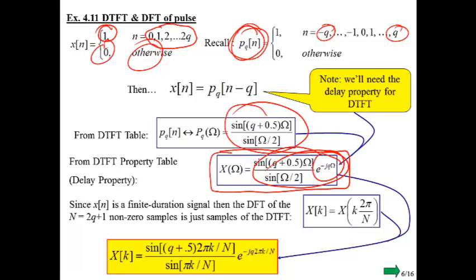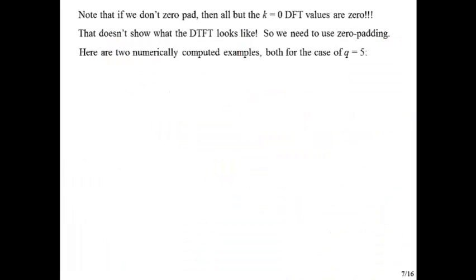So if we don't zero pad at all, you plug in all the k values here, you'll find out that this numerator is 0 for every k value except for k equal to 0. Well, actually it's 0 for that too, but so is the denominator. So L'Hopital's rule evaluates that out to be equal to 1. So that doesn't really show what the DTFT looks like, so we need to use some zero padding.